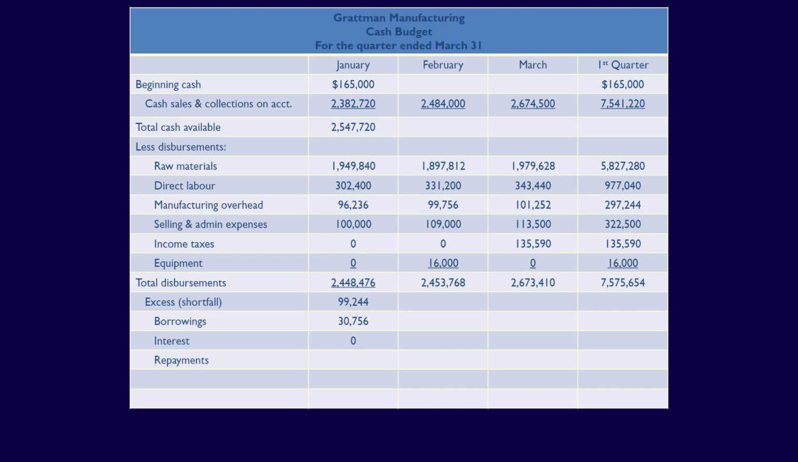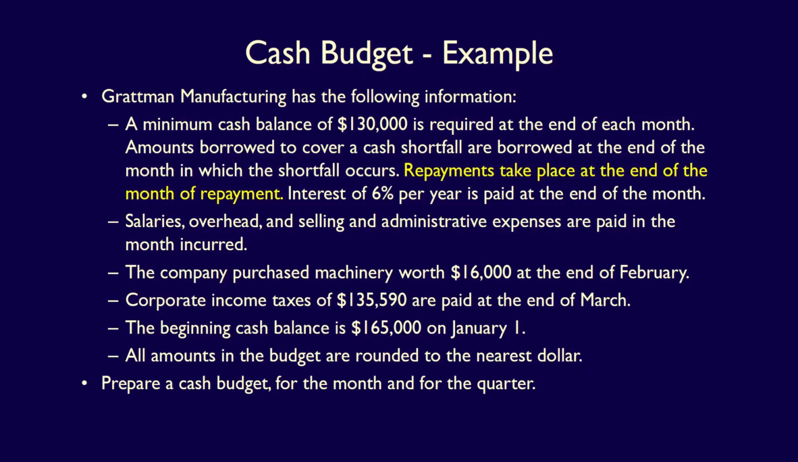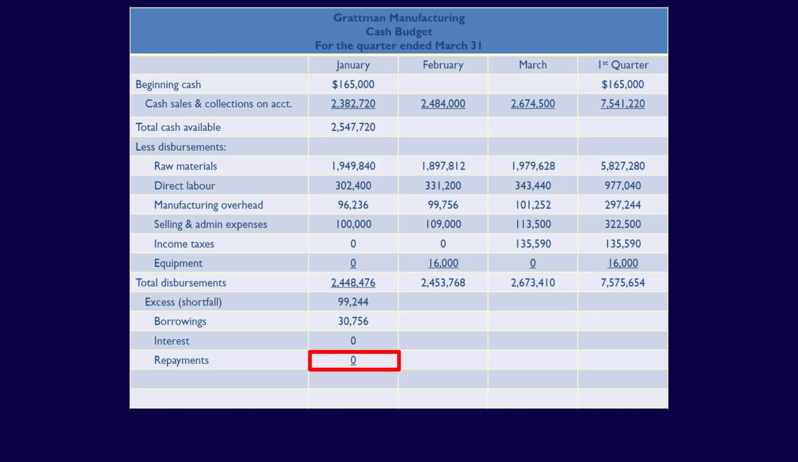We also have a row with the heading Repayments. We can see that repayments take place at the end of the month of repayment. In January, because there was a shortfall, there is no loan repayments, and we place a zero in that column. Total financing is therefore $30,756 plus 0, which is $30,756. We can now calculate the true ending cash balance for January, which is the excess cash of $99,244 plus the total financing of $30,756 for an ending cash balance of exactly $130,000. That's what management wanted to see. We have completed the cash budget for January.